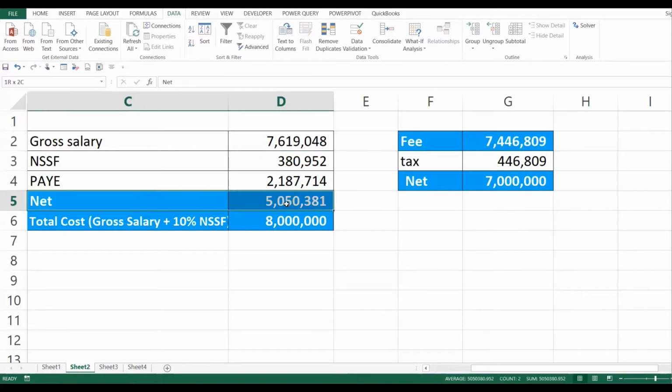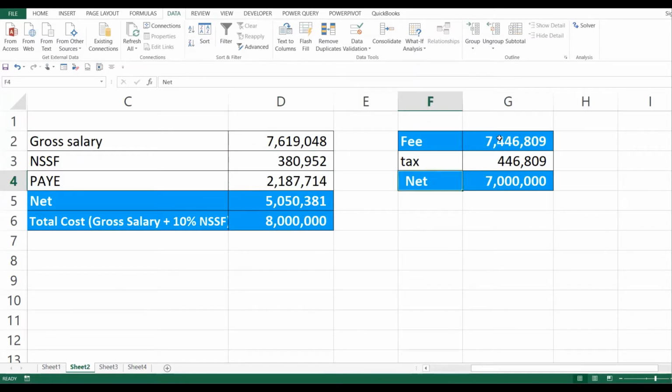So this formula gives me the net, but I want the total cost to the company. The total cost to the company will be the gross salary plus the employer's contribution, which is 10%. So suppose this is our formula. We want to get the total cost to the company as 8 million. Now we know what the total cost should be, but we want to find out what the gross salary should be.